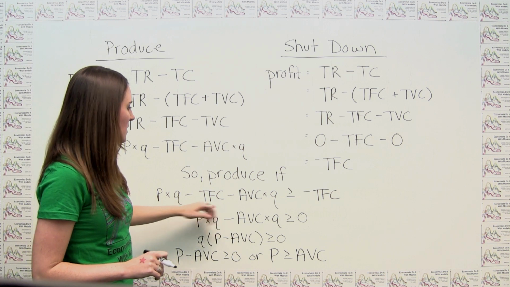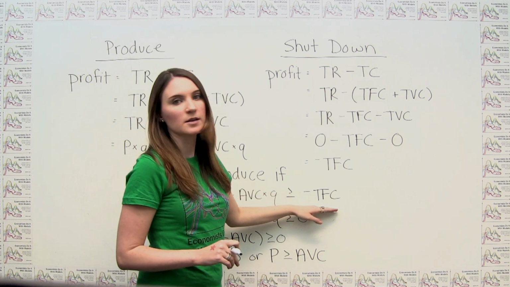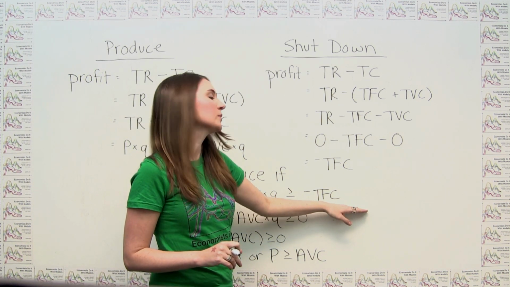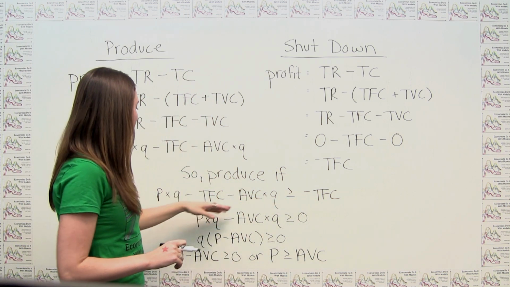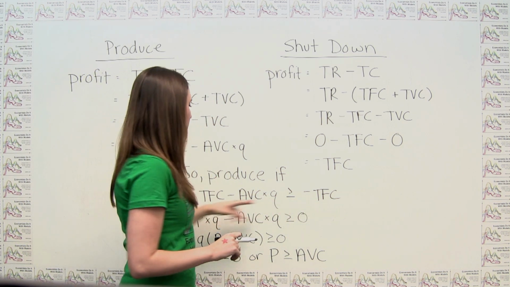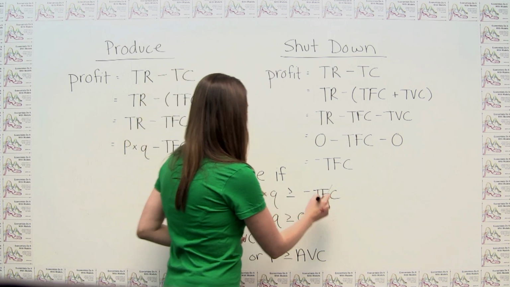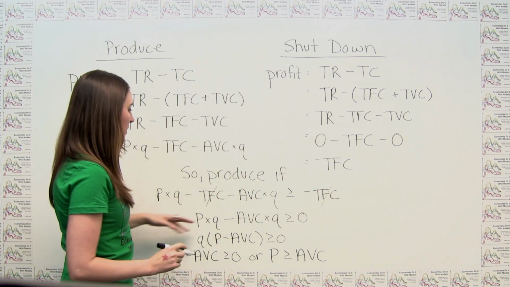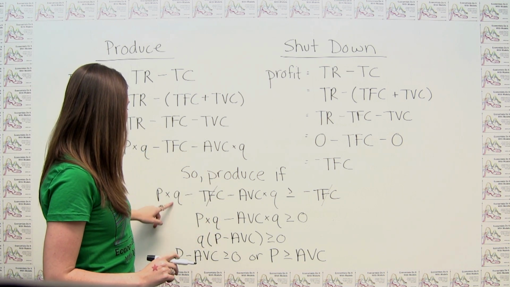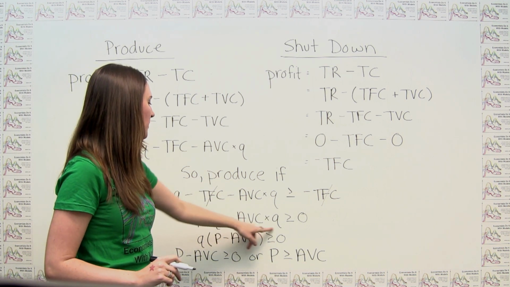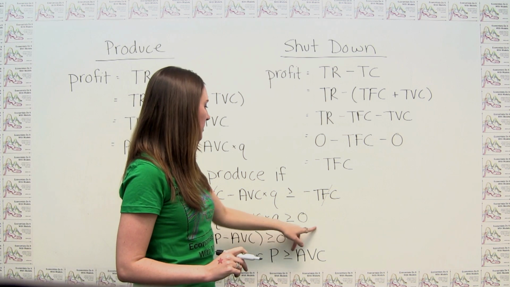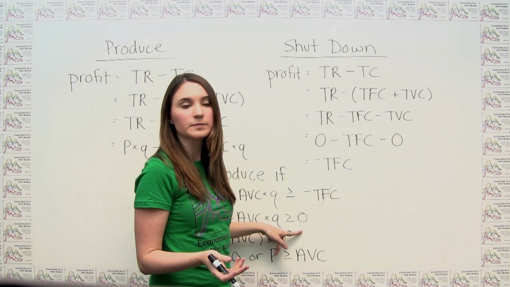the first thing that I notice is that there's a minus total fixed cost on both sides of the inequality. So if I were to then add total fixed costs to both sides of the inequality, these guys in fact just cancel out. And we're left with, we want to produce if our price times quantity minus our average variable cost times quantity is greater than or equal to 0.